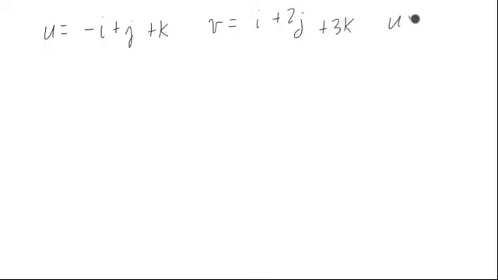Let's look at two different ways that we can compute the cross product between two vectors using quaternion type ideas. Let's suppose that u is equal to negative i plus j plus k, and v is equal to i plus 2j plus 3k. And let's try to compute u cross v.